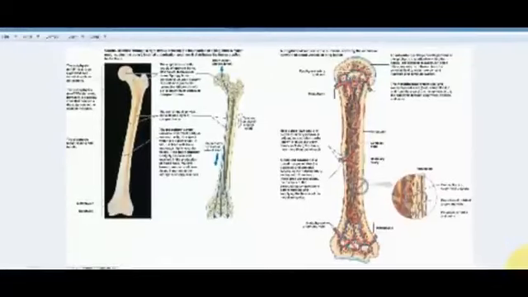Can you show us where you start with the skin of the bone? So this is the spongy structure. This is the spongy structure inside of the bone.